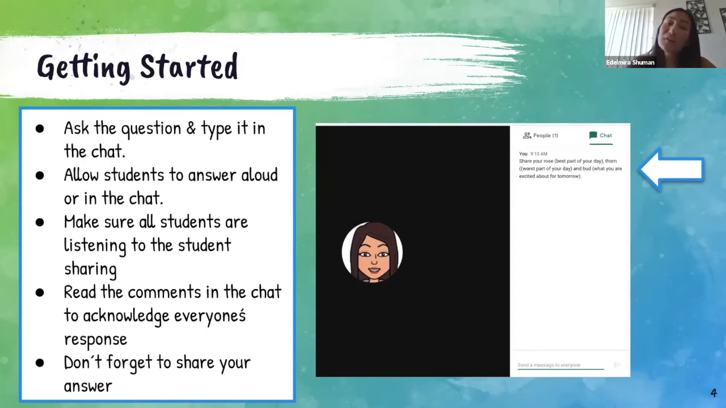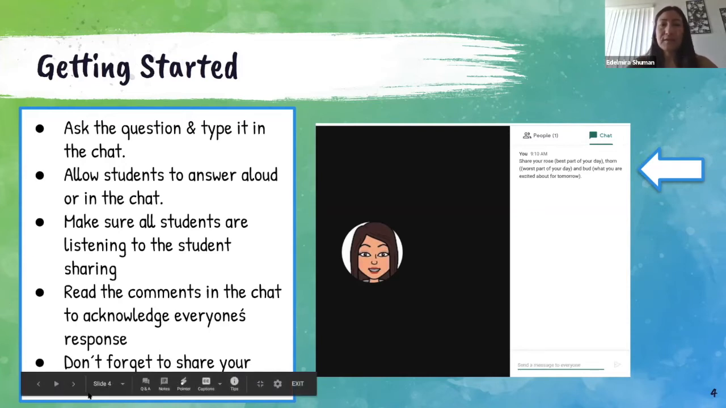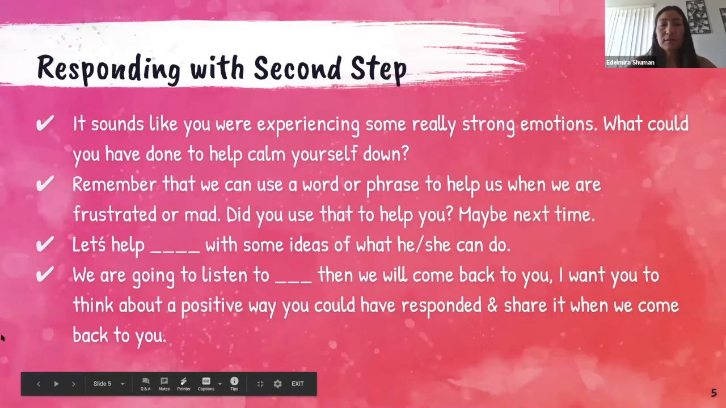And then also don't forget to share your answer. Whatever question you ask, sometimes if no one's answering, they're thinking about it, I'll share first. Let me give you guys some time to think. Let me share first. Or sometimes I share at the end, or if there's a pause, I'll share while other kids are thinking. So you always want to be a part of that circle and share your answer too. And I think we can go to the next one.